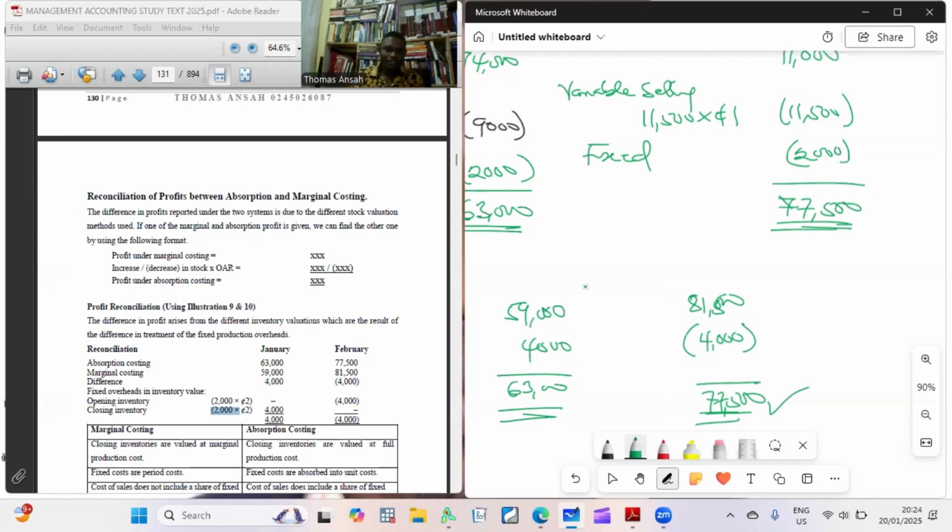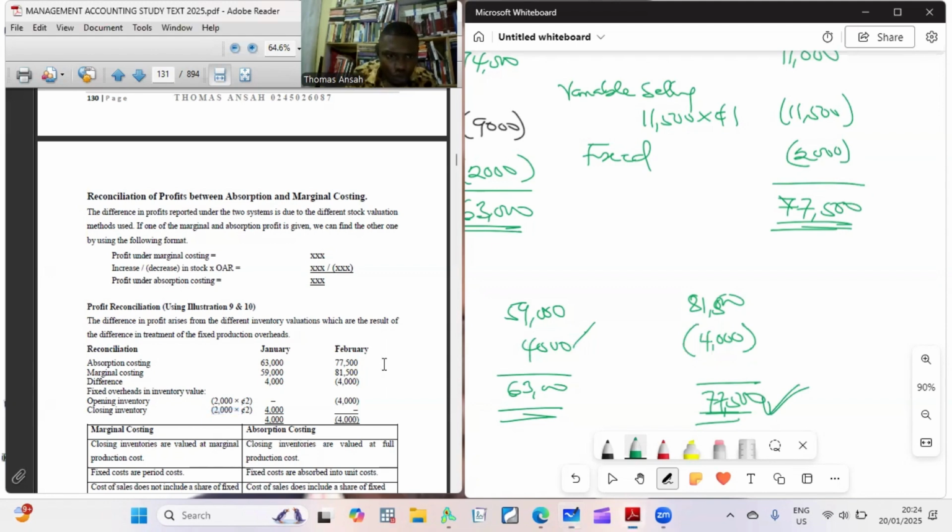Bear in mind, this one is a closing stock. You know, closing stock, we deduct. So all that we did is that we added it back. Opening stock, we add. So all that we did was to subtract it back. So that is that, and that is how you do the adjustment.